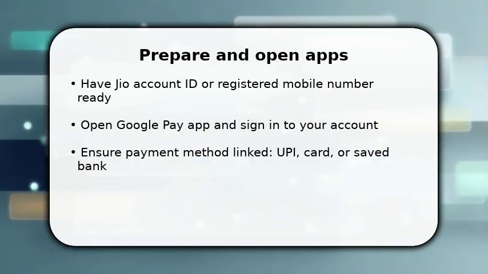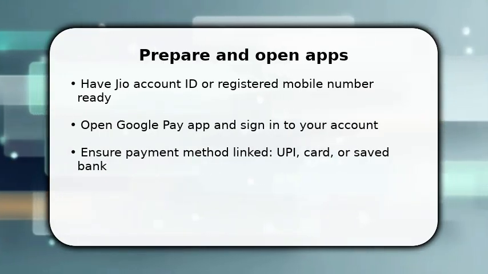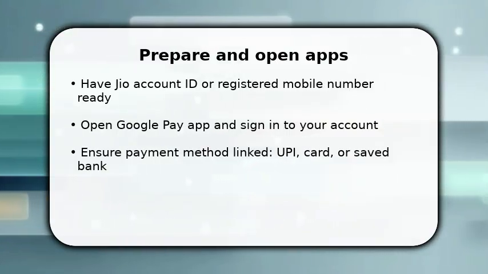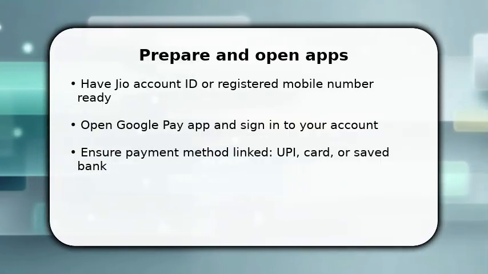You start by confirming the exact Jio Fiber number or registered mobile ID. This prevents recharging the wrong account. Once done, open Google Pay and make sure you're signed into the correct profile tied to your payment method. Check that UPI or a bank/card is active and has enough balance.